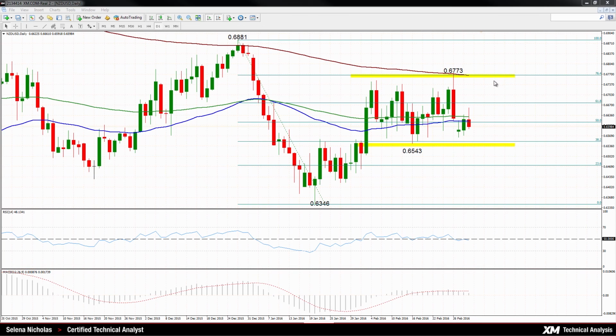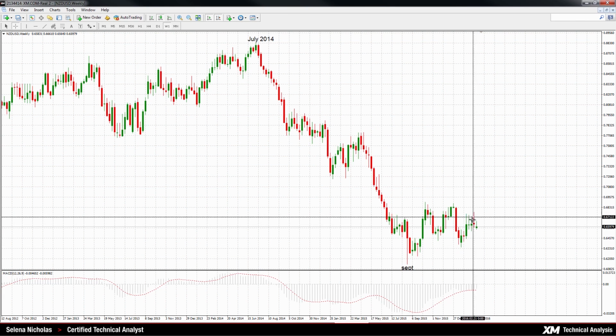And to the downside, immediate support is at 38.2, and it's close to the lows of the range that were hit, 0.6543. So this is also an important support level to the downside. If we look at the longer term, we could see that prices have stabilized. They're more or less neutral now after a big decline from July 2014.